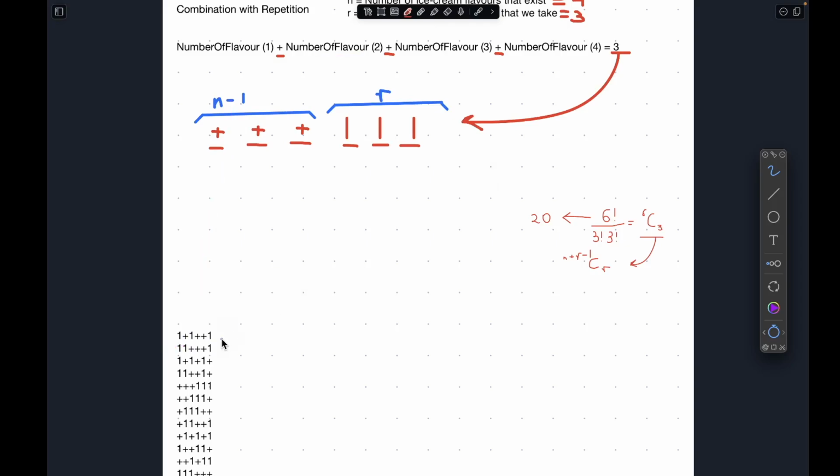Let's go for another one. From this you get 1 scoop of this, 1 scoop of this, and 1 scoop of this, and no scoops of this one. That is what this representation gives you. And from the last one, you get 2 scoops of flavor 1, 0 scoops of flavor 2, 1 scoop of flavor 3, and 0 scoops of flavor 4, right? This is what you get.